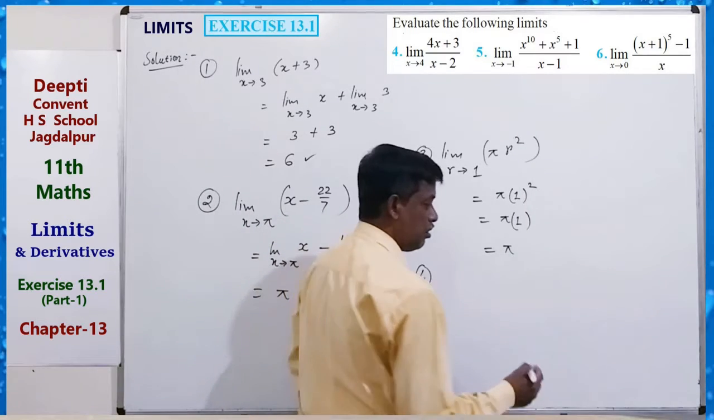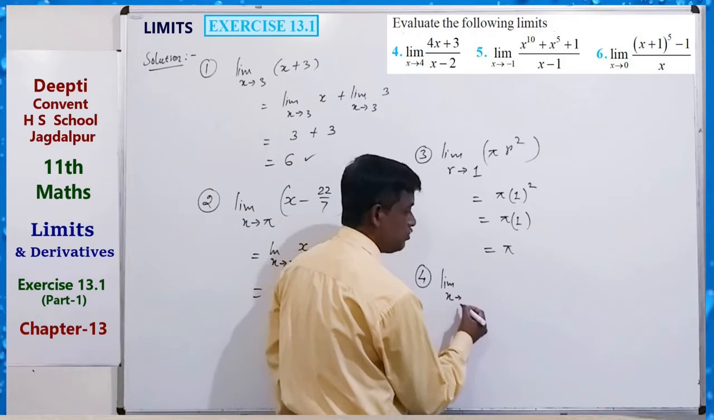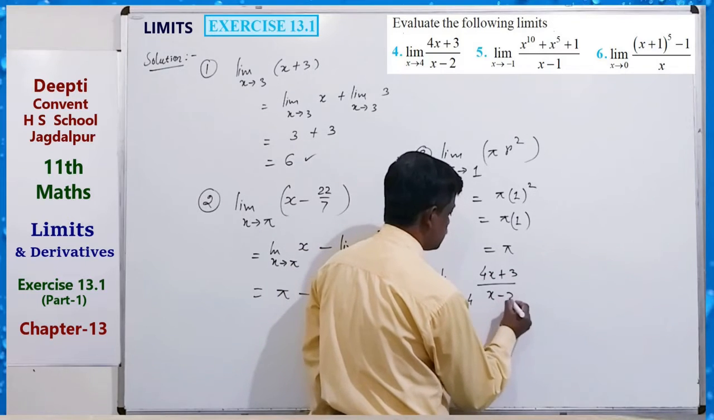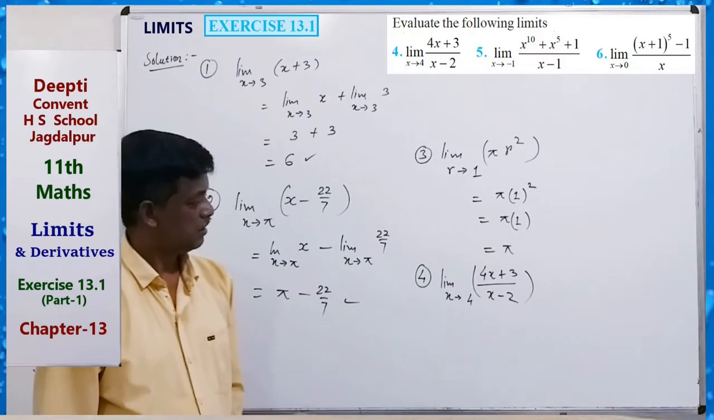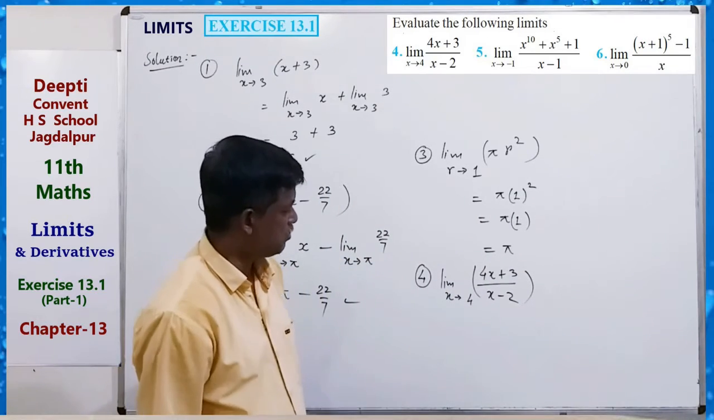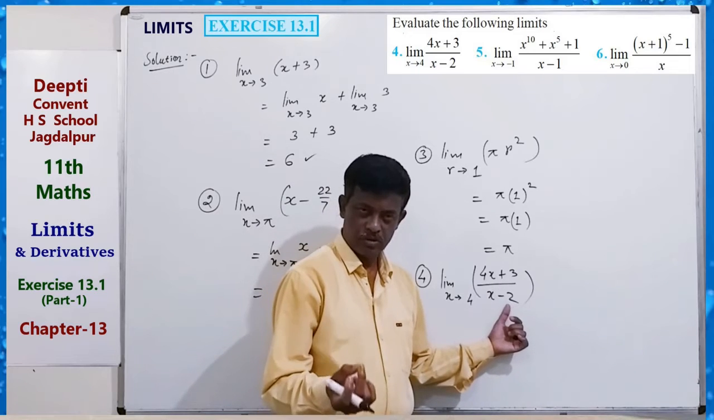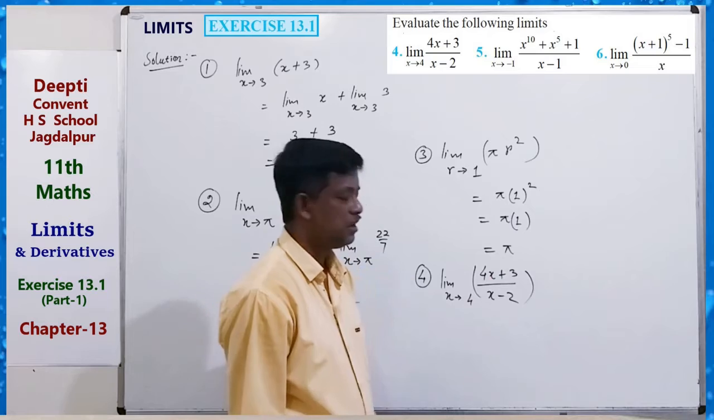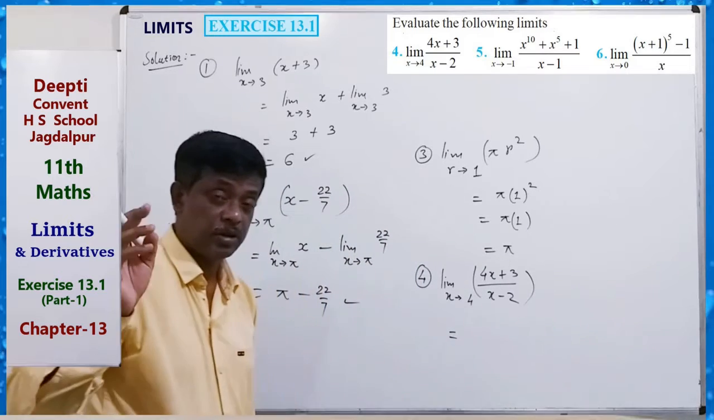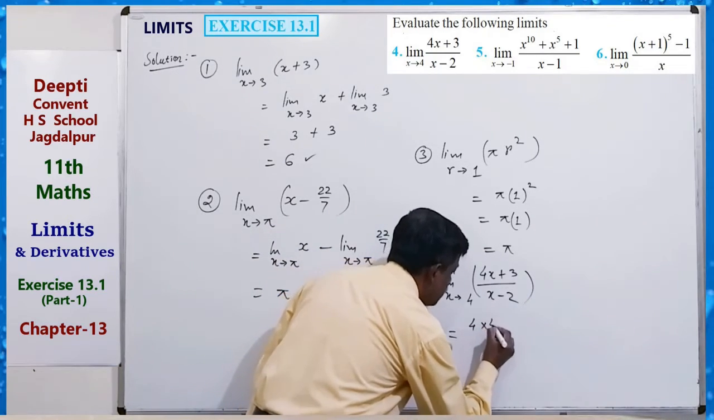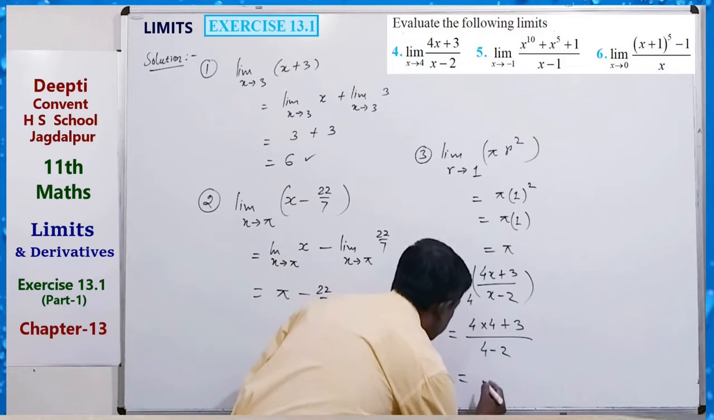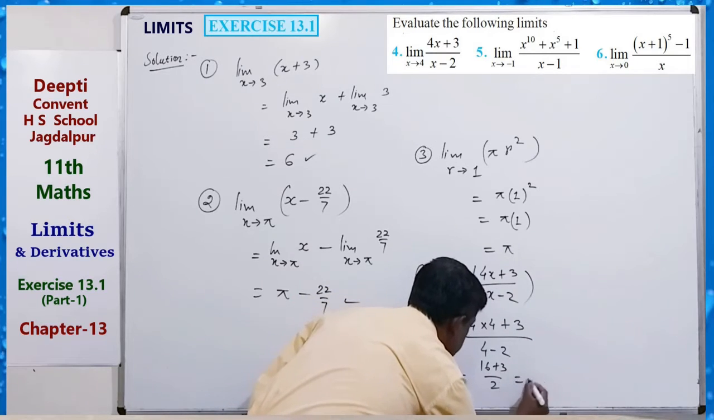Now question 4. Limit x tending to 4 of (4x plus 3) by (x minus 2). Its value also we can find, because x equals to 4, so we can put it and find a definite value. So 4 into 4 plus 3 upon 4 minus 2. This is equals to 16 plus 3 by 2, which equals 19 by 2.